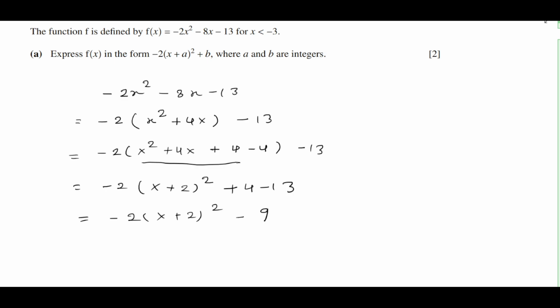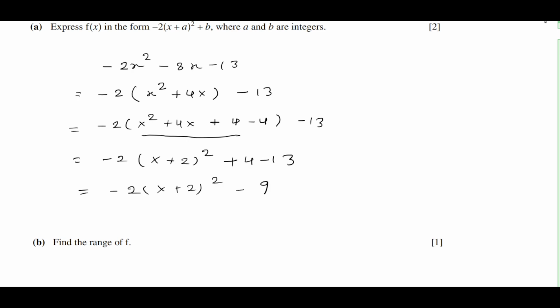Okay, now the next part of the problem is to find the range of the function. Now what do you understand by the range of the function? Range of the function means the different values that f(x) can take, after using different values of x.